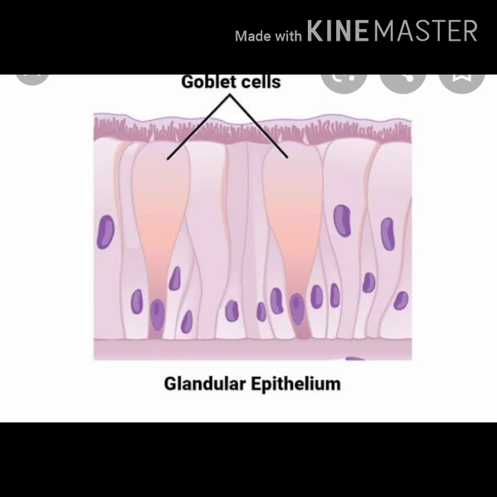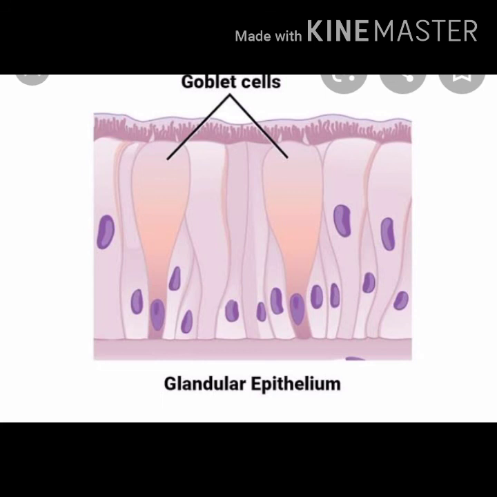So what is the location? Salivary, gastric, intestinal and sweat glands. In all these areas, we can see this glandular epithelium. Its main function is the secretion of enzymes, mucus, hormones, etc. So these are the details regarding the epithelial tissue.